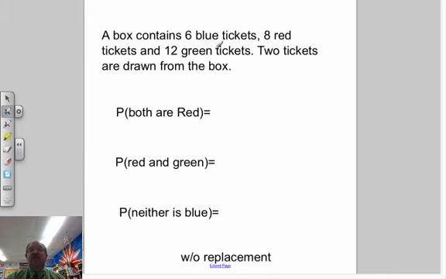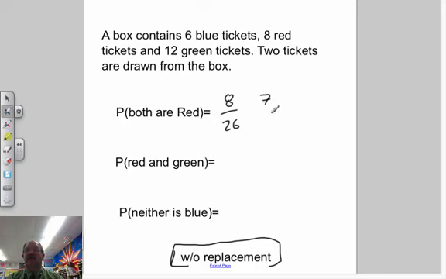So we've got a box, 6 blue tickets, 8 red, 12 green. You can read those. 2 tickets are drawn from the box. We want to know the probability that both of them are red. And here is the key on this one: are we putting the tickets back in the box after we draw them out? Do you have more than one chance to win? In this case, we're not putting them back in the box, so we're going to do it without replacement. First, we need to find the probability that the first ticket's red, and that's 8 out of 26. And then the probability that the second ticket's red: we're assuming the first ticket was red, so there are only 7 red tickets left, and there are only 25 tickets left in the box. We want both things to happen, so we do 8 out of 26 multiplied by 7 out of 25. See how that works?